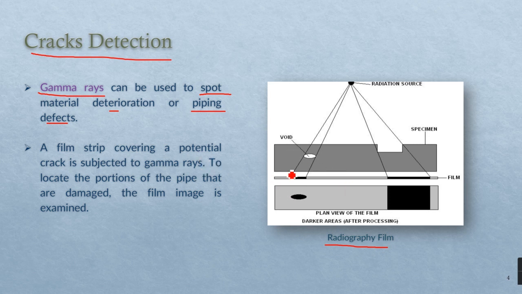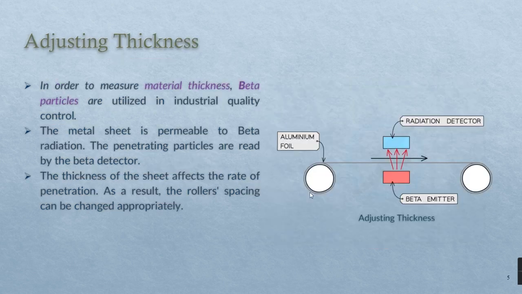So basically when we shoot the gamma radiation over the void, it will create some imprint on the film, and then we can know from the radiography film that this spot has a certain void or crack, and then we can detect it and work on fixing it.